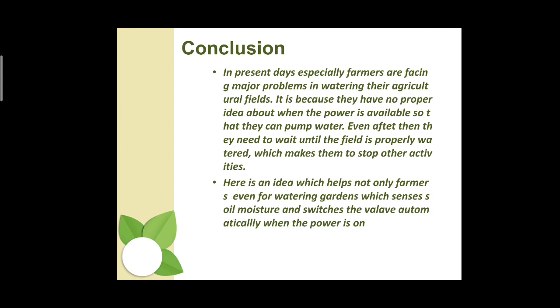At last, the conclusion. In present days, especially farmers are facing major problems in watering their agricultural fields. It is because they have no proper idea about when the power is available so that they can pump water. Even after, they need to wait until the field is properly watered, which makes them stop other activities. Here is an idea which helps not only farmers, even gardeners, which senses soil moisture and switches the bulb automatically when the power is on.